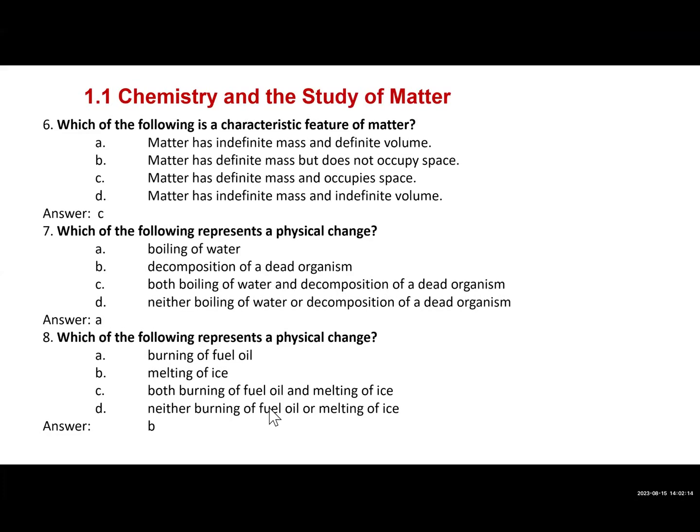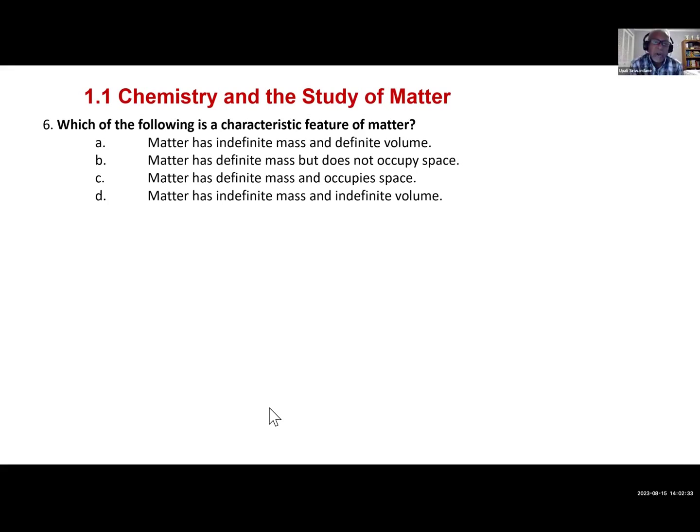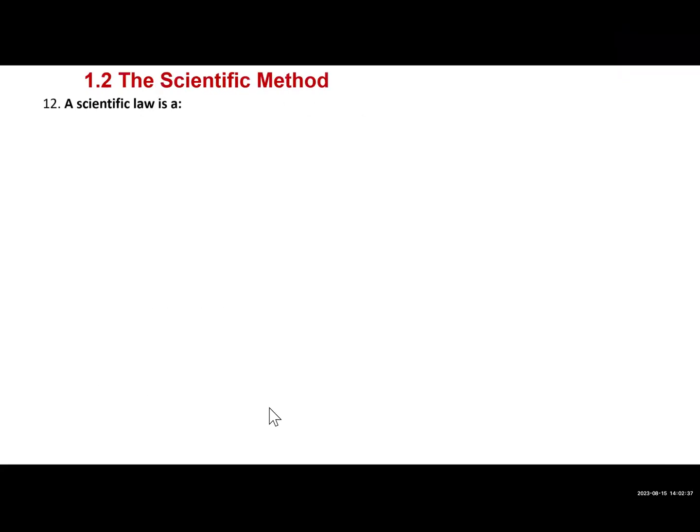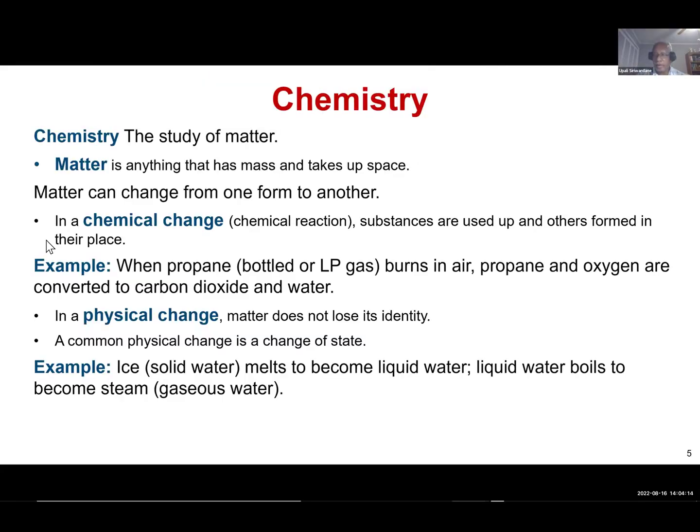Which of the following is a characteristic feature of matter? I let you handle this. Oh, we already did that. We didn't talk about scientific method yet. No, we didn't talk about that. So we're going to go into chemistry and discuss a little more about it.